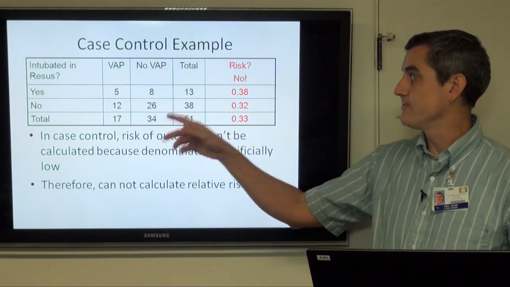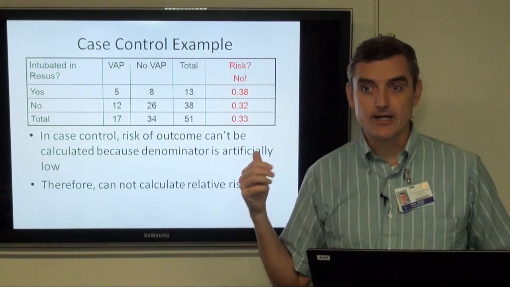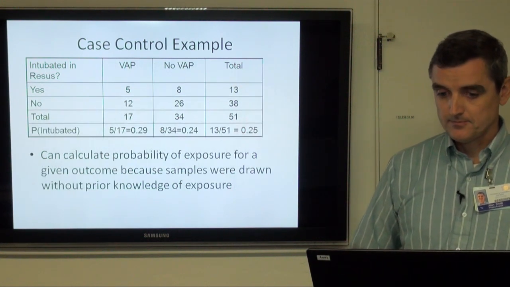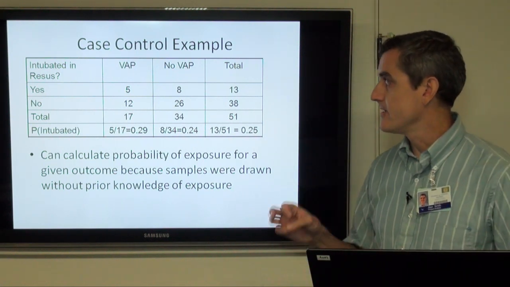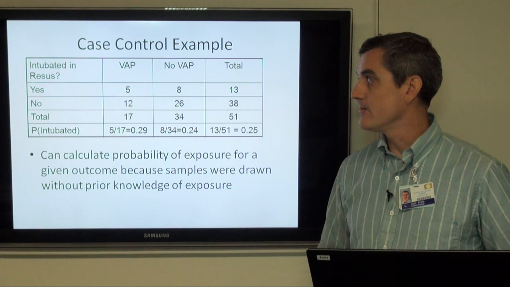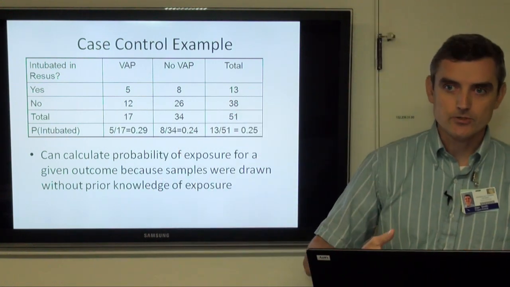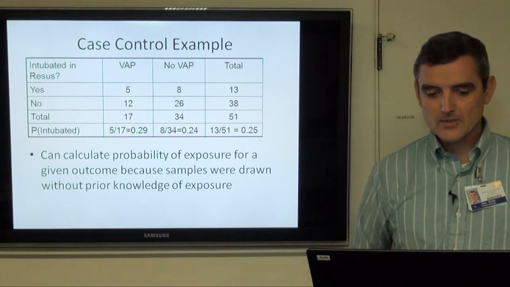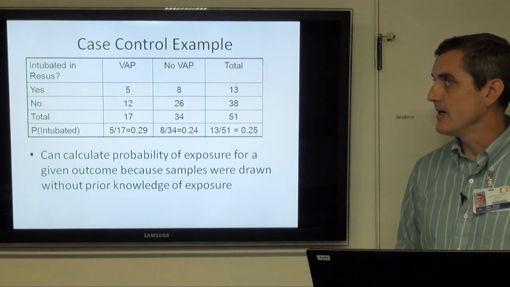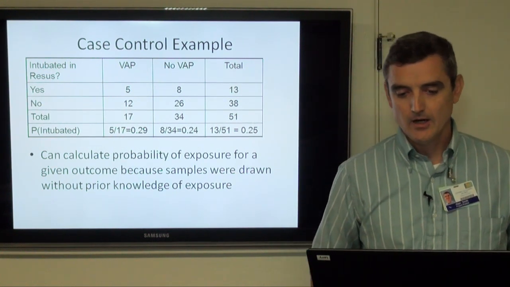And so likewise, the rates within each of these exposure groups is also going to be elevated. So we really can't use that now to calculate a relative risk. So case control study, we can't do that. But what we can do, if each of the cases and controls is representative of all cases and controls, we can measure the probability that somebody who has the disease had the exposure. So we can measure it the other way and calculate that probability. So in this case, 29% of those with VAP ended up being intubated in resus, and 24% of those who did not develop VAP were intubated in resus.